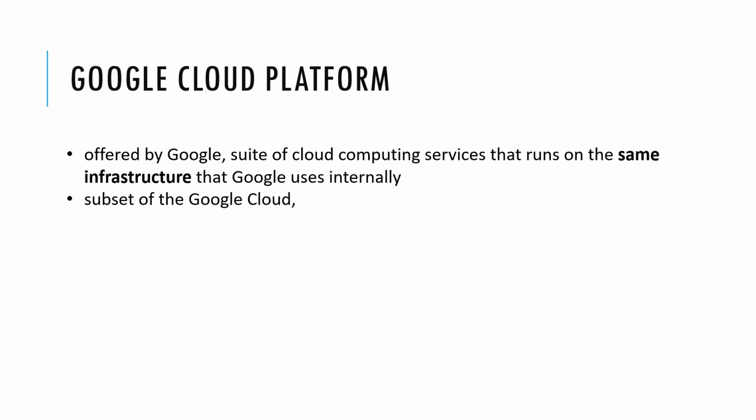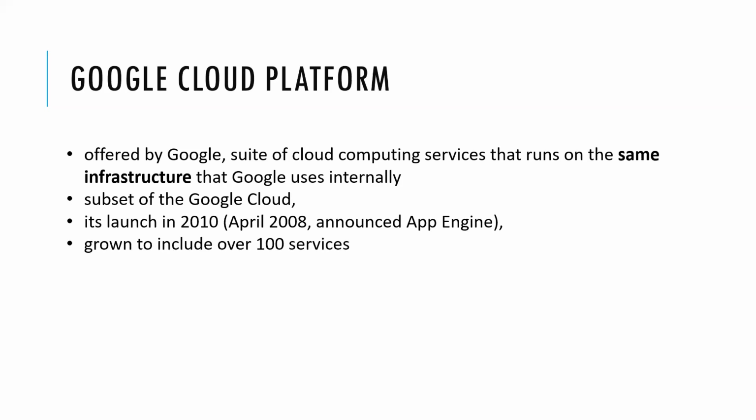So this Google Cloud Platform is a subset of Google Cloud. And when you say Google Cloud, there is more under this umbrella. Maybe Google Cloud Platform is one, Google Workspace is other, and your normal Chrome and everything which Google offers is also a subset under Google Cloud. It was initially launched in 2010, but April 2008 is when App Engine was announced by Google. It has currently grown to more than 100 services.